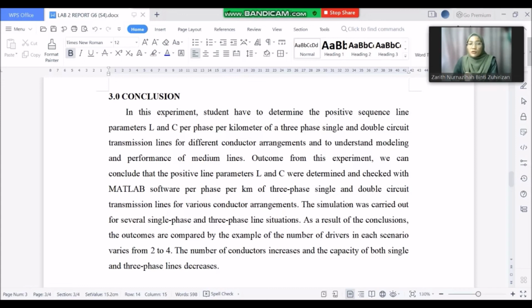The simulation was carried out for several single-phase and three-phase line situations. As a result, the outcomes are compared, for example, as the number of conductors in each scenario varies from 2 to 4. As the number of conductors increased, the inductance of both single and three-phase lines decreased.